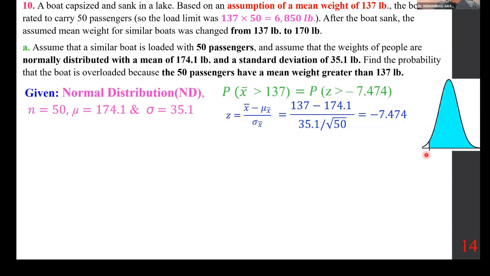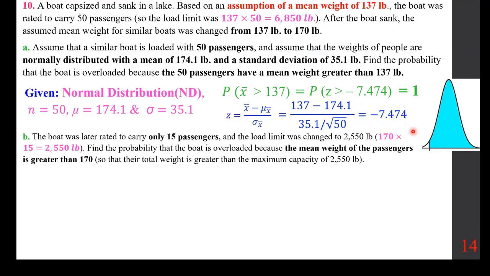I hope you remember that when we go within 3 standard deviations, it covers the whole thing. So negative 4.74 is way beyond negative 3. So it's almost 100% or 1, which is horrible. Find the probability that the boat is overloaded. There is a 100% chance that it's overloaded when we have 50 passengers.